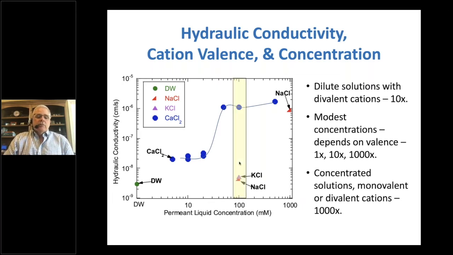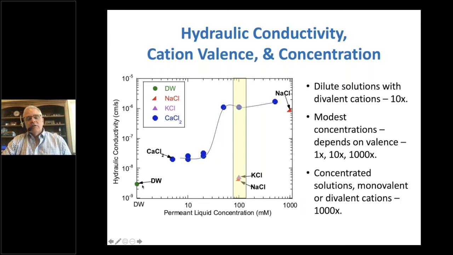Now, let's look at the other salts, the sodium chloride and the potassium chloride. They're both monovalent as opposed to that calcium chloride, which is divalent. They have one charge per atom of sodium or potassium relative to two charges for a calcium. Same exact concentration, just change the valence. Orders of magnitude different hydraulic conductivity.